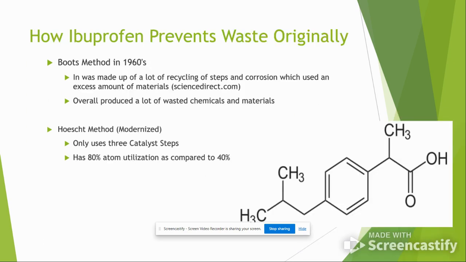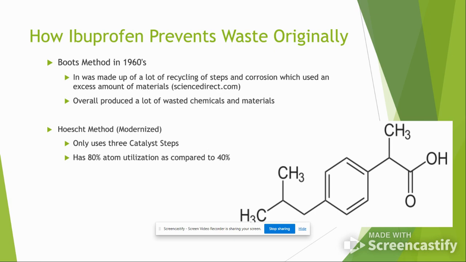Now, let's go over one of the parts of green chemistry that it relates to. It prevents waste in its making. The Boots method, which was the one made in 6 steps, involved a lot of recycling of the steps and corrosion, which used an excessive amount of materials. In this recycling of steps, it would overall produce a lot of wasted chemicals and materials that would just be thrown out.